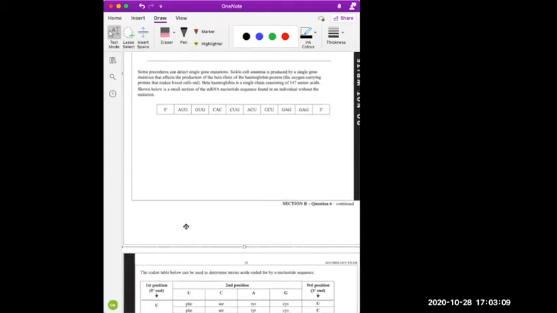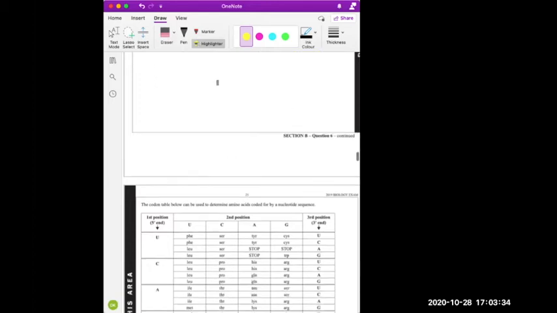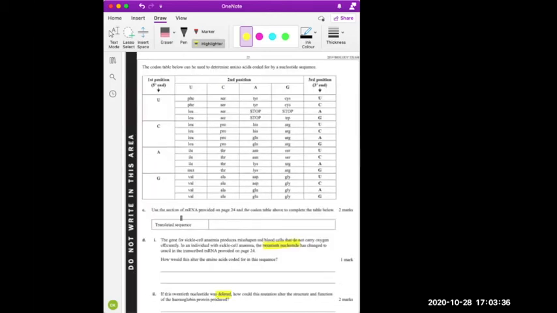Some procedures can detect single gene mutations. Sickle cell anemia is produced by a single gene mutation that affects the production of the beta chain of the hemoglobin protein. Beta hemoglobin is a single chain consisting of 147 amino acids. Shown below is a small section of the mRNA nucleotide sequence found in an individual without the mutation. So this is what would technically be happening normally. Use the section of mRNA on page 24 and the codon table above to complete the table below.